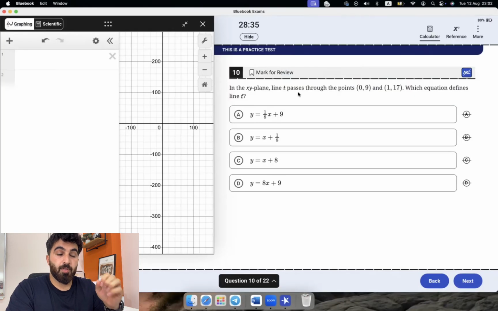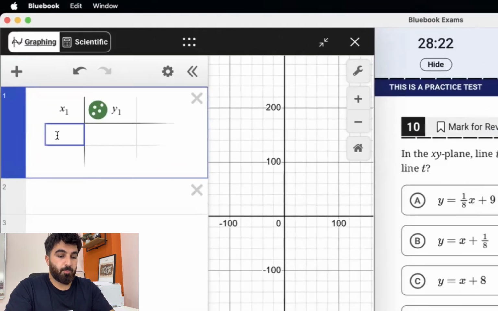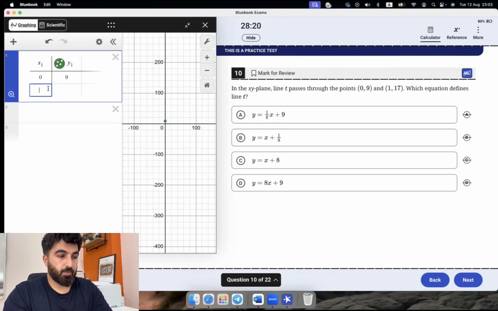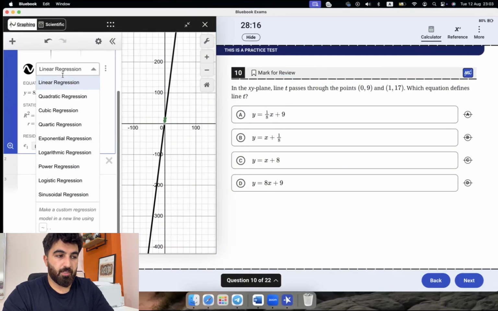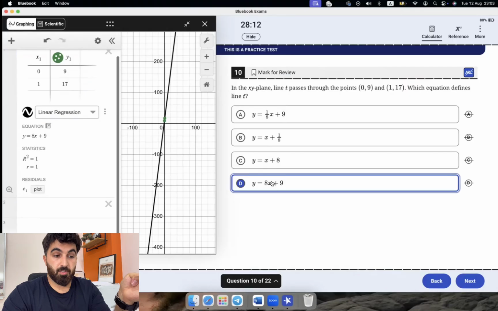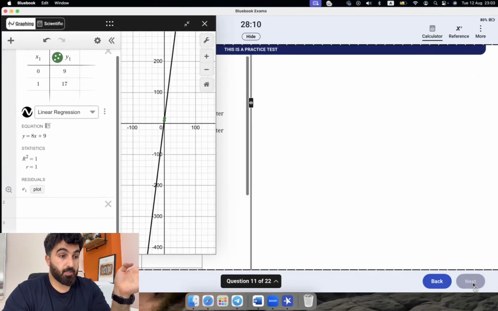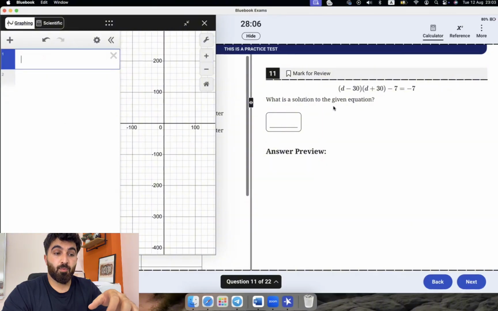Question 10. In the xy plane, T passes through the point 0 and 9, and 1 and 17. Which expression defines the line t? This is a linear equation. We can just create a table here and add the points 0 and 9, 1 and 17. And when you just click this one, linear equation, it gives you the equation 8x plus 9. So the answer is 8x plus 9. That's easy.